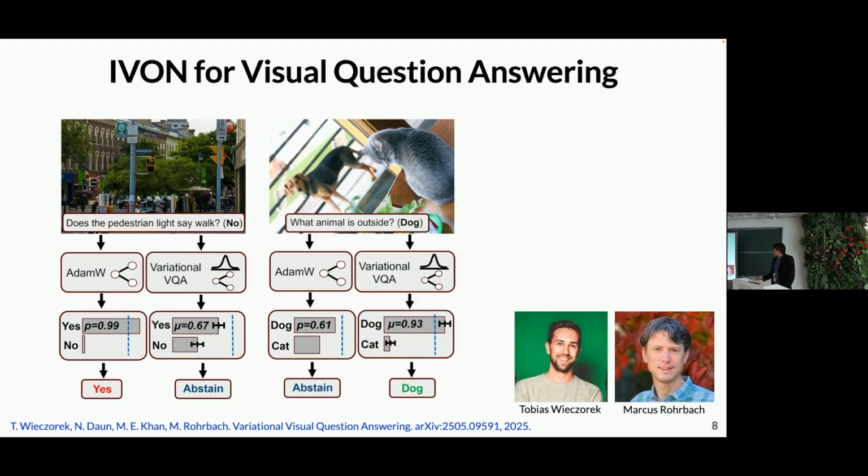So I will just go over some recent work which has been using IVON. This is actually a paper I'm not part of, but they got great results with that method, and it's very intuitive to explain what they did. So that's why I put it.